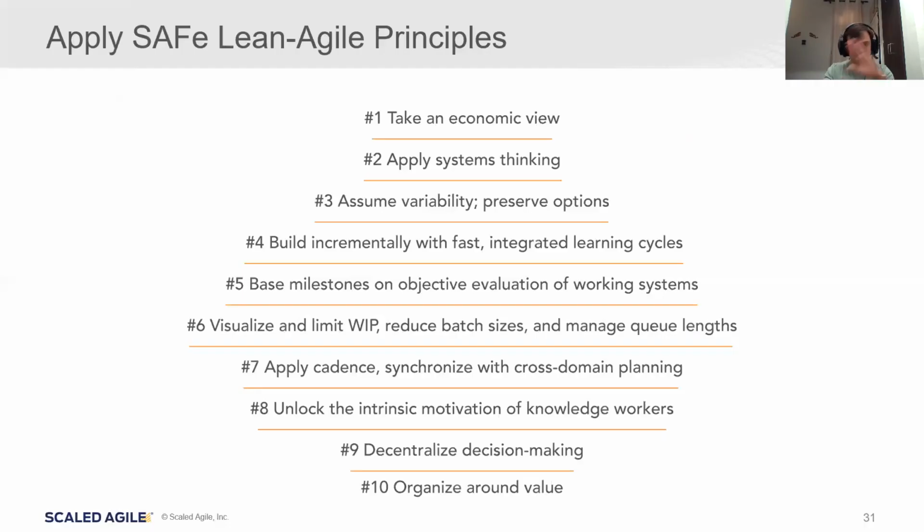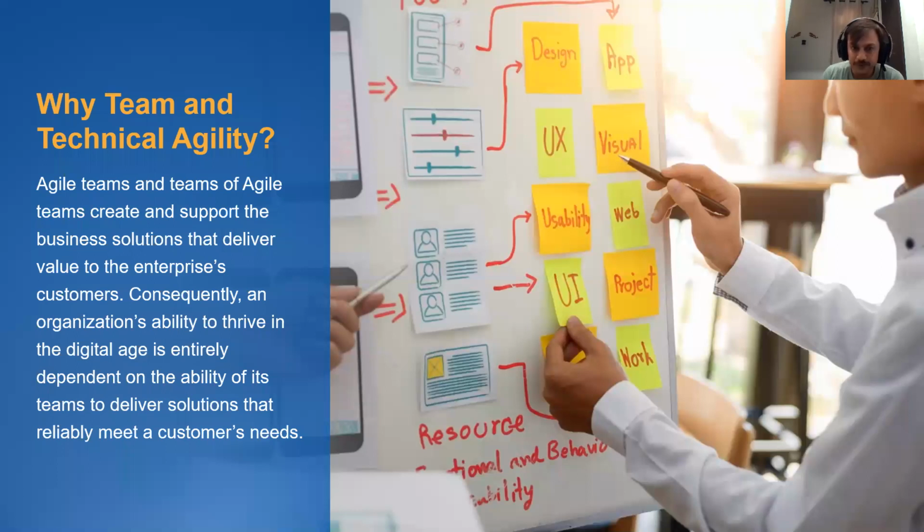Now, this was the first competency, which was focused on leadership. The second competency which we are exploring now is team and technical agility. The idea here is that agile teams and teams of agile teams, which is the main focus area of SAFe, create and support the business solutions that deliver value to the enterprise and customer. So they should have an ability to learn in a digital age. They should be entirely dependable, self-organized, and keep customer centricity in mind.